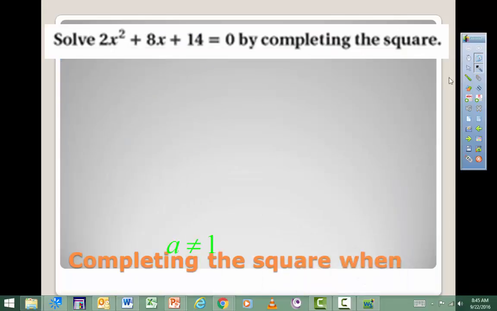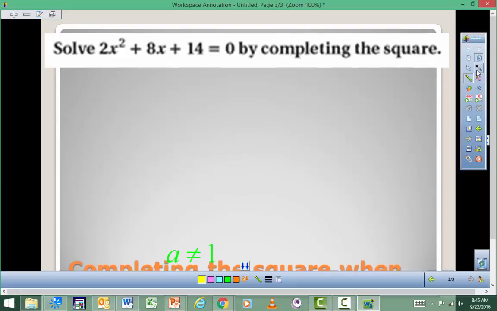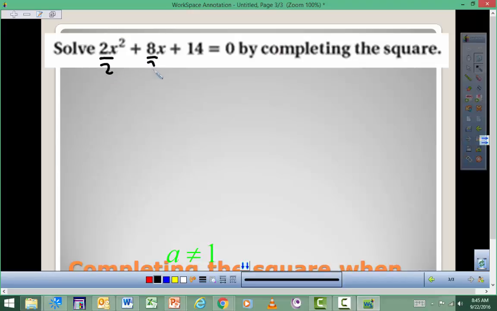You have to get rid of it. Well, you have to get rid of it, though, in a legal sense. In a mathematical sense, that means divide by that number everywhere. And so you just divide by 2 everywhere. That gets rid of the 2.